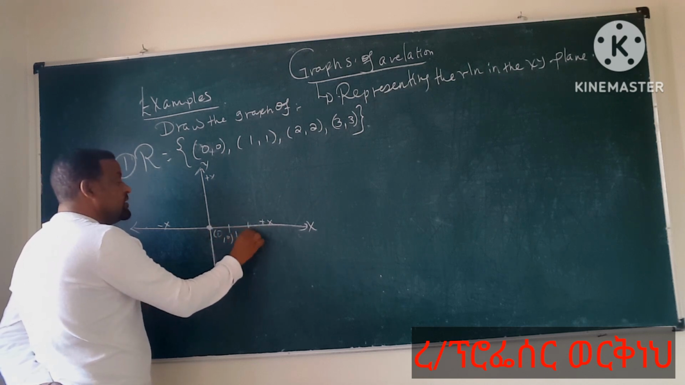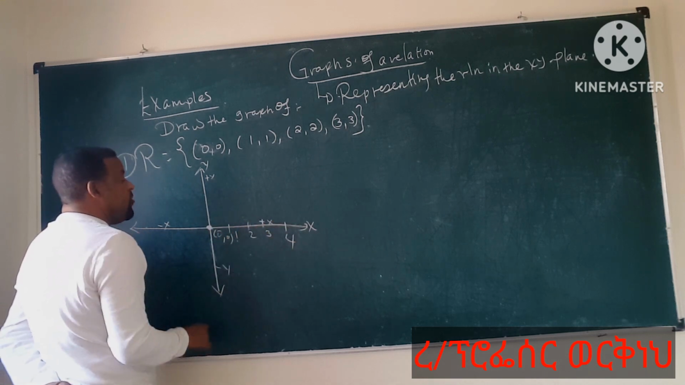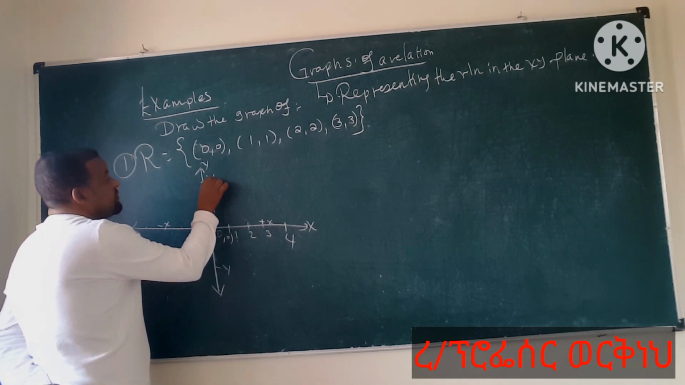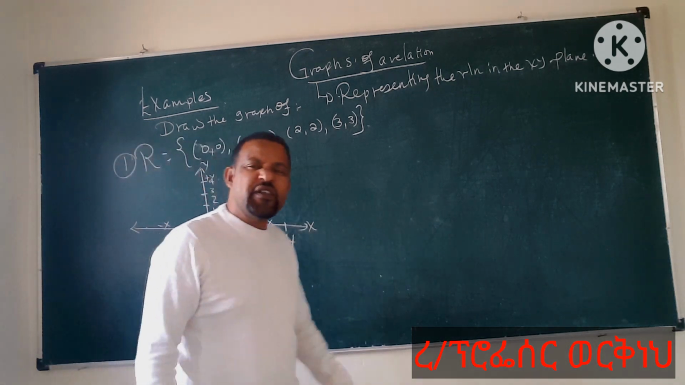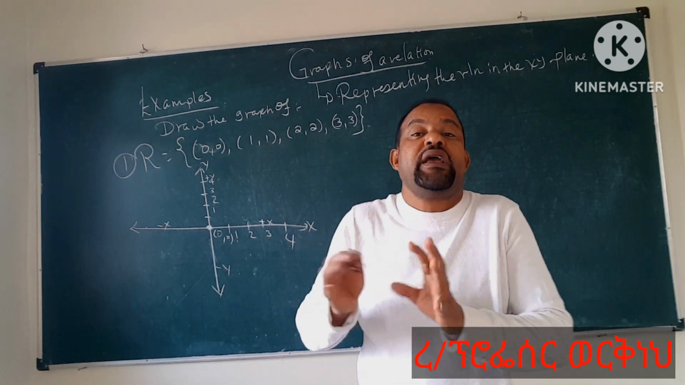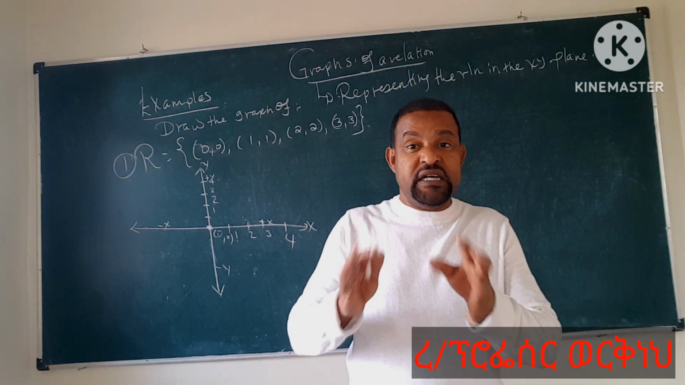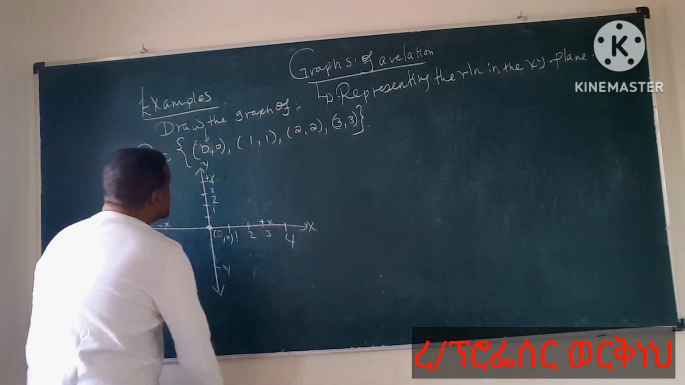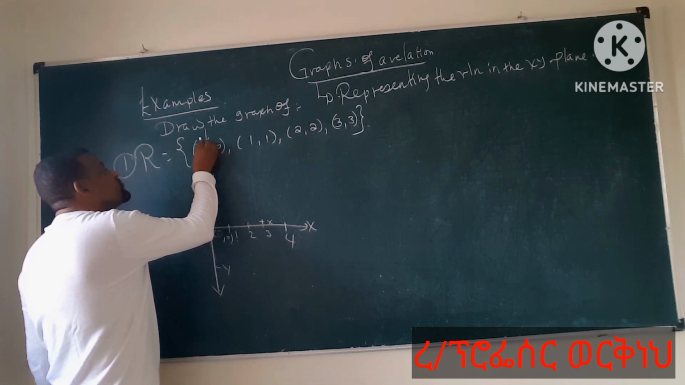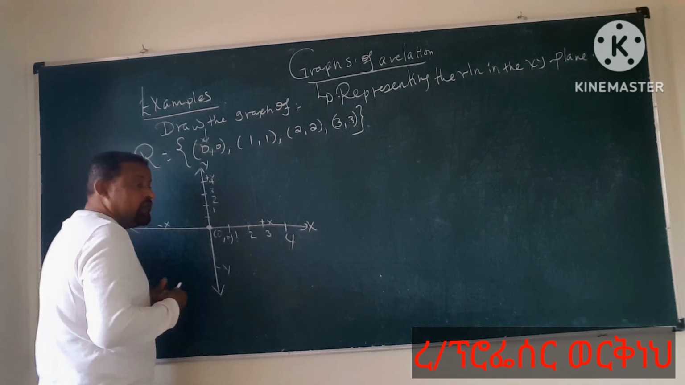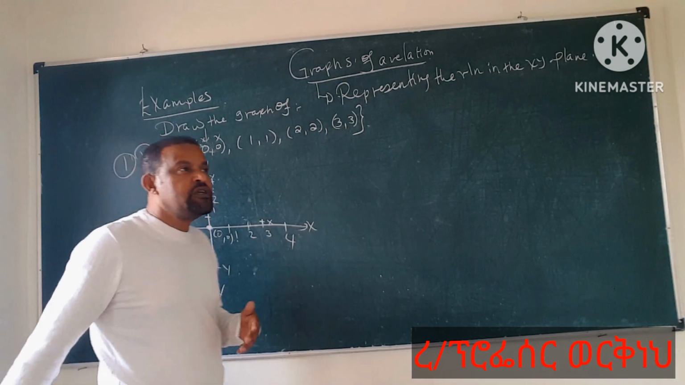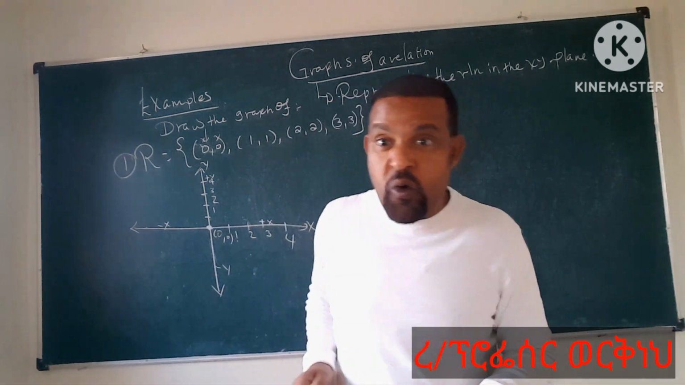Suppose we mark 1, 2, 3, 4 on each axis. When you are drawing graphs of relations, it will be better to use a square paper or a square exercise book rather than rough paper. So, the first ordered pair (0, 0): when the value of x is 0, the value of y is also 0. The first number is the value of x, on the x-axis, and the second is the value of y, on the y-axis.